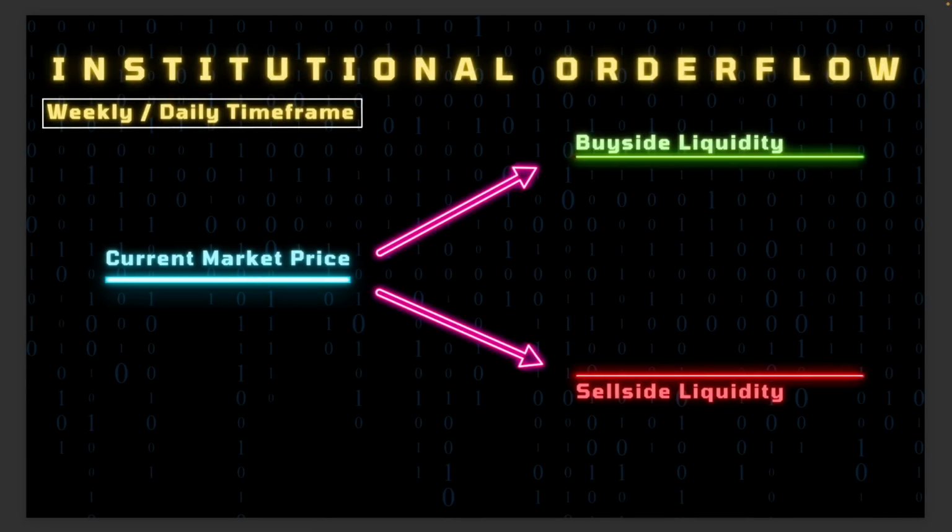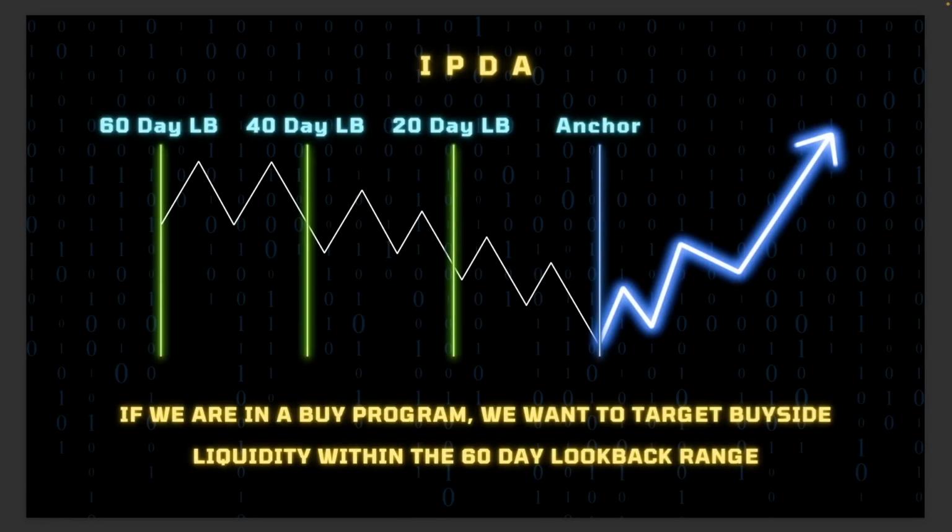So just like my previous videos, we need to understand, most importantly, what the higher time frame draw on liquidity or institutional order flow is. We need to understand if price is going to go up to buy side liquidity or down to sell side liquidity. Now, how can we get a better understanding of which direction price is likely to deliver to? We can use IPTA. Now, I'm going to do a separate video in depth on IPTA, and if you want that, let me know.